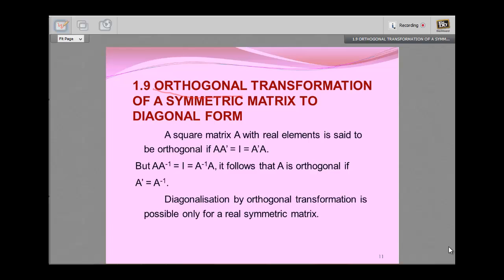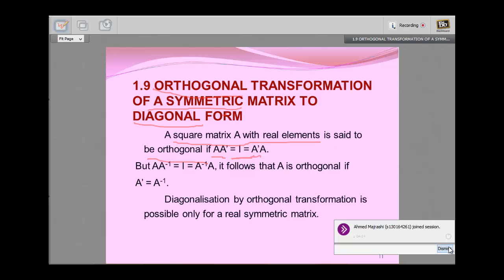If we have an orthogonal transformation of a symmetric matrix to diagonal form, the process is the same. There is nothing changed. Only in place of the inverse, we will put the transpose. Before discussing that, there is a definition. A square matrix with real elements is said to be orthogonal if A into A transpose, or A transpose into A, is equal to I.